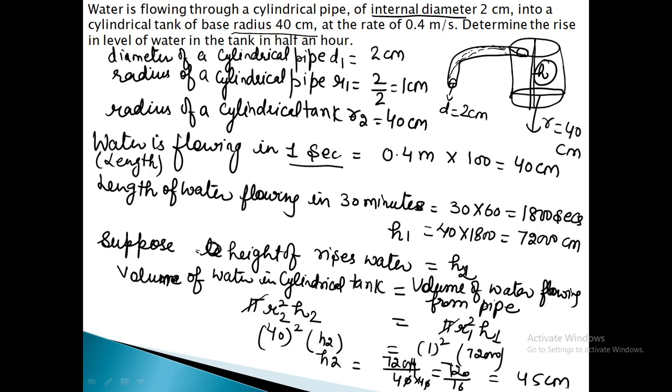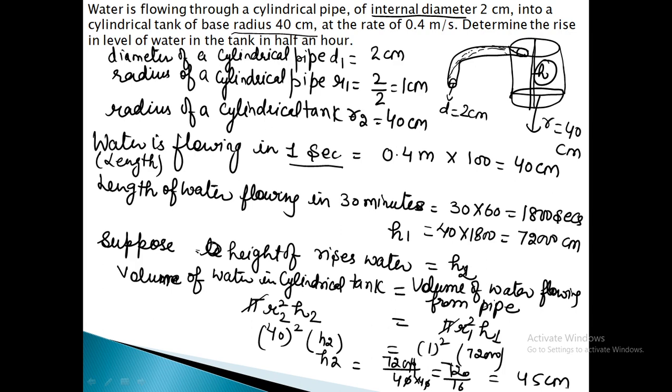I repeat this question again. First of all, you have to find out what type of things are given in the question. We have been given two things, one is a cylindrical pipe and the other is a cylindrical tank. We have been given the diameter of the cylindrical pipe and the radius of the cylindrical tank, and the length of water which is flowing from the pipe. That means we have been given the speed of the water in the pipe, that is 0.4 meter per second, and we have to convert it into centimeter per second, in half an hour. So we have to find out that 72,000 centimeter is the length of water which is flowing in 30 minutes, by multiplying 40 by 30 by 60.